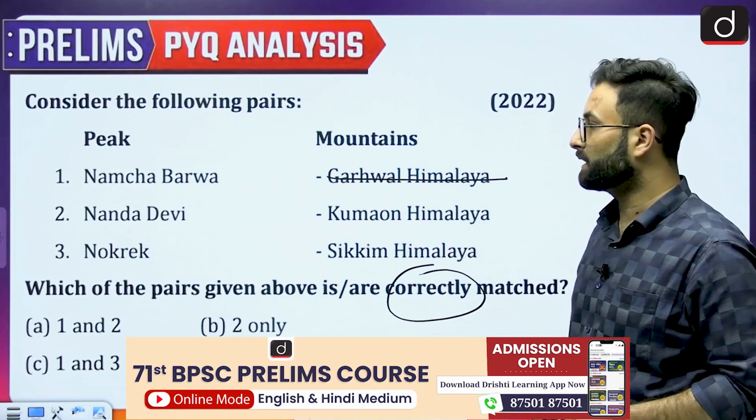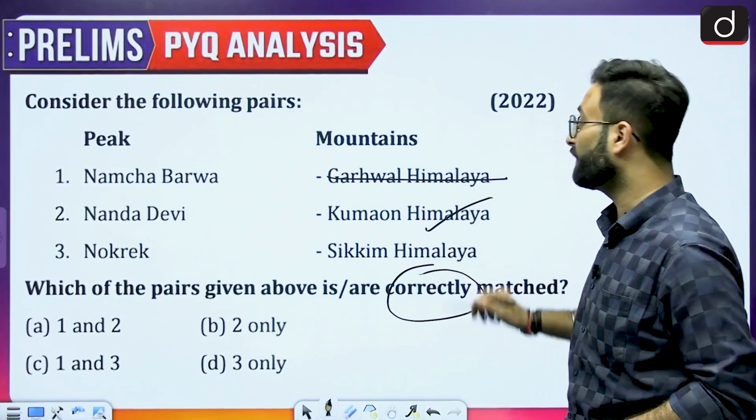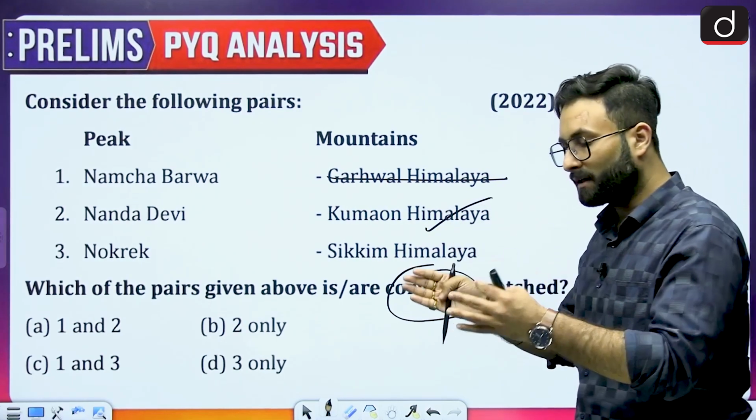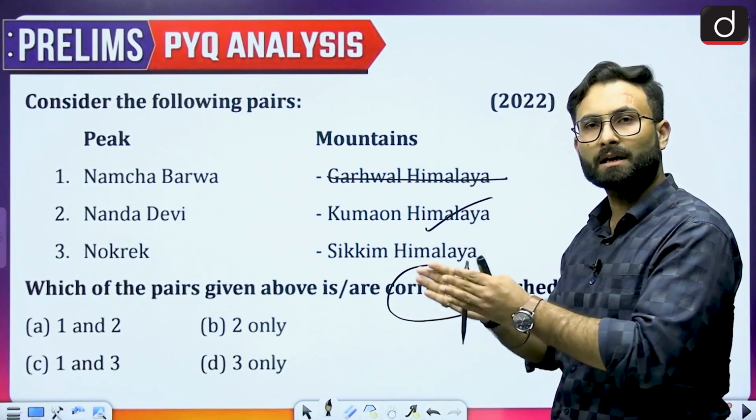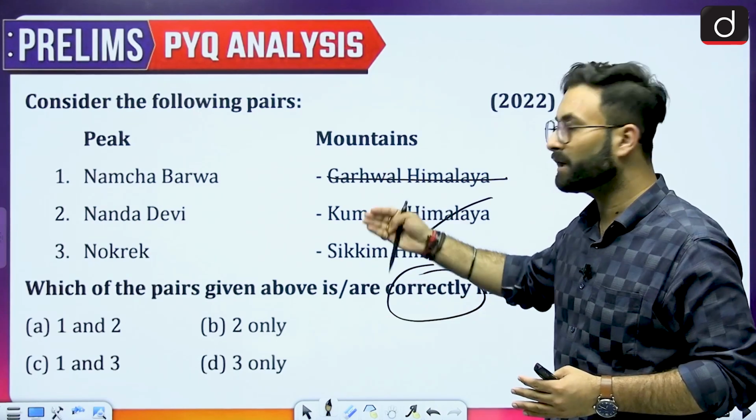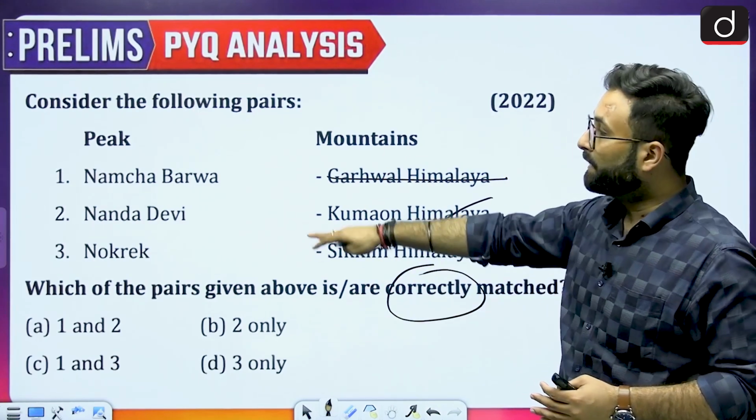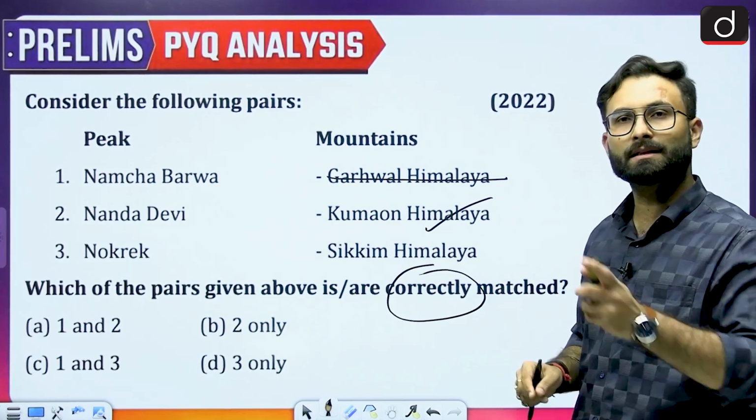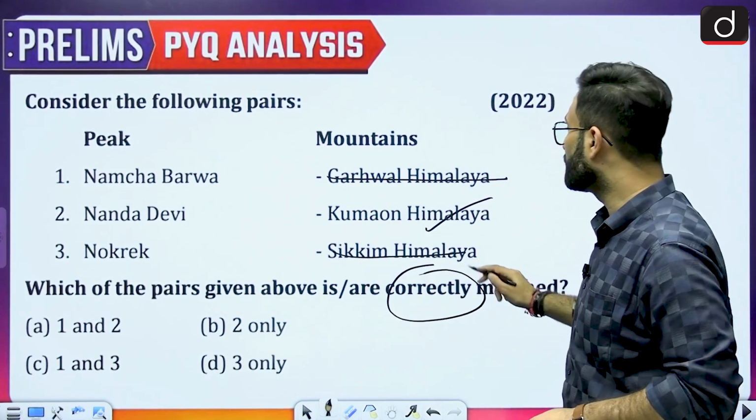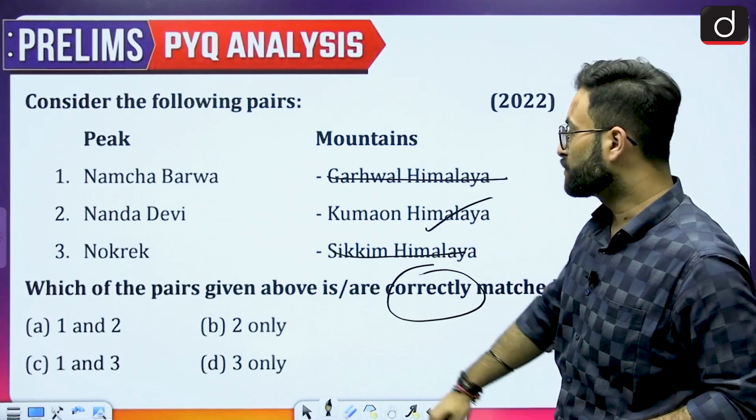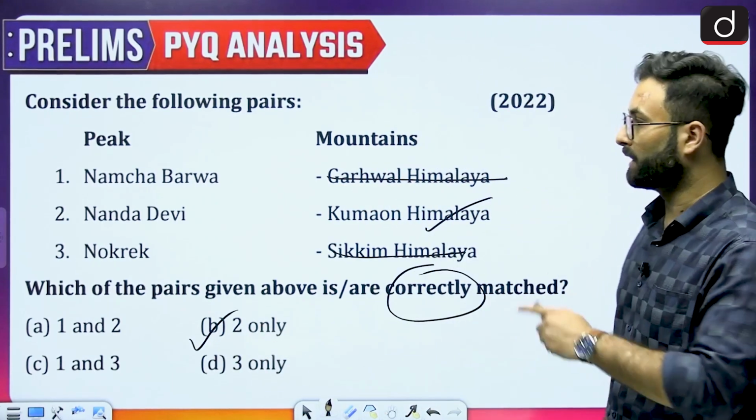Second, come to Nanda Devi. Nanda Devi is in the Kumaon Himalayas, that is fine. Basically, when we talk about Uttarakhand and this region, the Himalayas are divided into two parts: one is the Garhwal Himalayas, the second is the Kumaon Himalayas. Coming to the next one, Nokrek. Nokrek is in Meghalaya, so this is also incorrect. Only one is correct, that is the second one. So option B would be the right answer, that is 2 only.